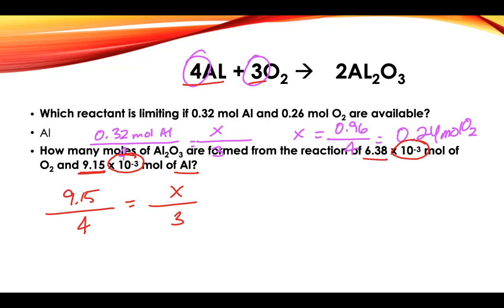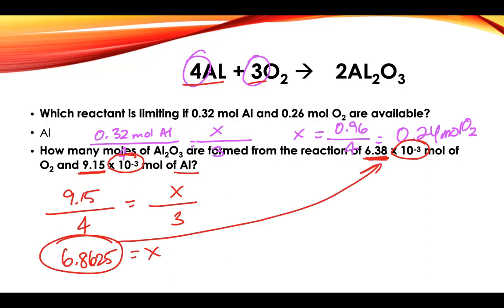So if I take 9.15 and compare it to 6.38, how many moles of O2 would I need? So I've got 9.15 times 3 divided by 4, and I get 6.8625. So I'm comparing that to what I have, ignoring the 10 to the minus 3 right now. If I need 6.8 and I have 6.3, that means that O2 is limiting.